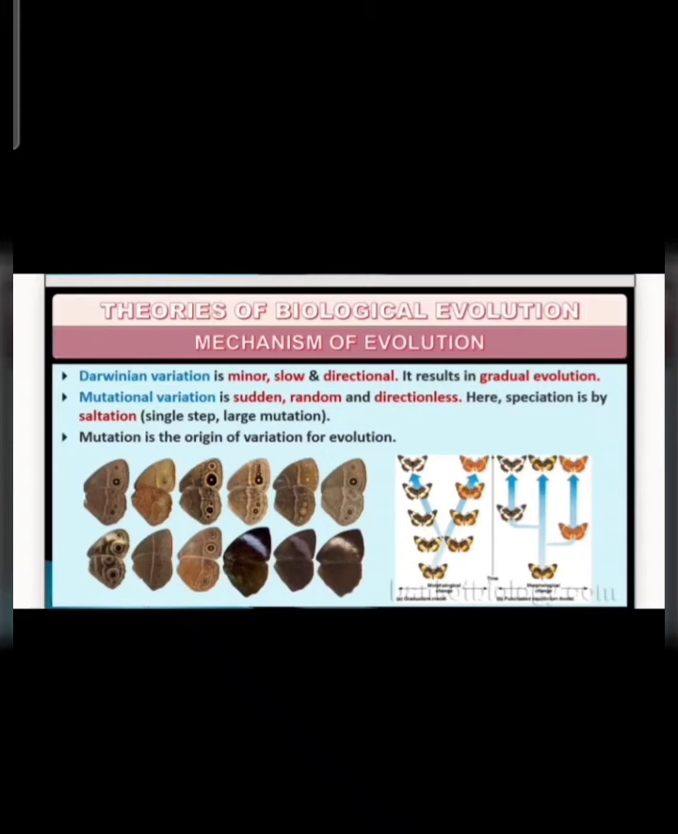So Darwinian variation is minor. According to Darwinism, the population has to adapt to that environment. According to him, if we consider it, it is minor, it is slow, it is in one direction, and it is gradual evolution.